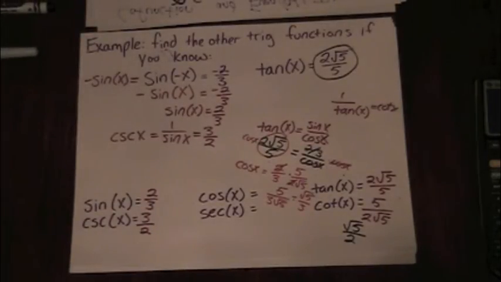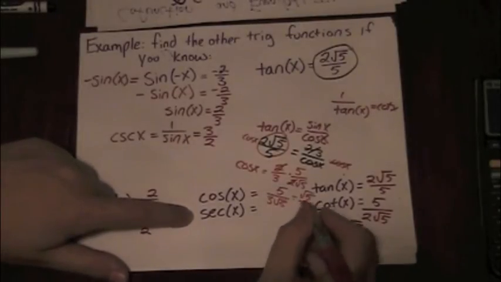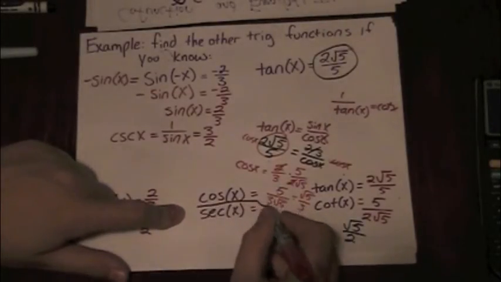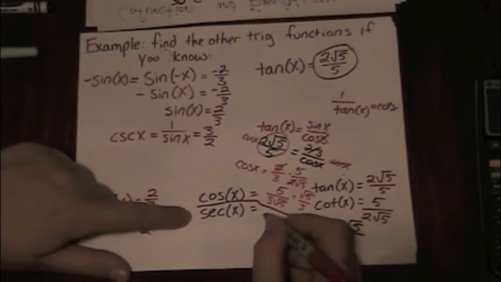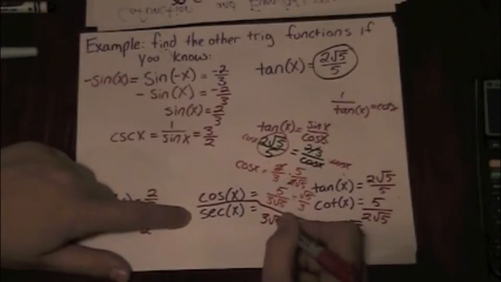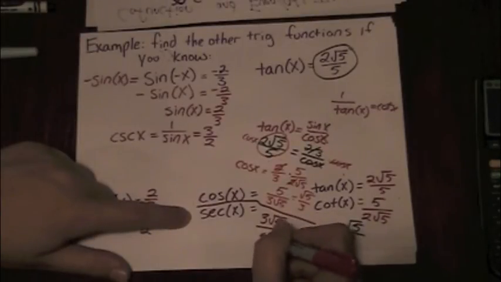The last thing I need to do is find the secant, which is going to be equal to the reciprocal of my cosine. If cosine is 5 over 3 square roots of 5, secant would be 3 square roots of 5 over 5. Just these two flipped over.